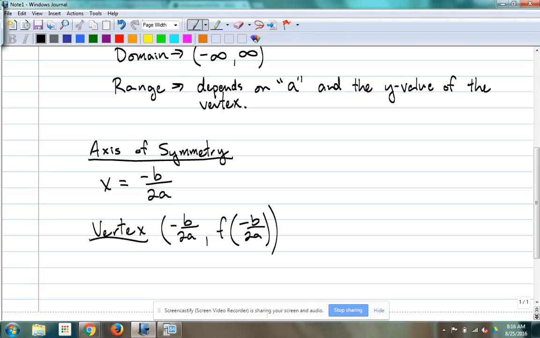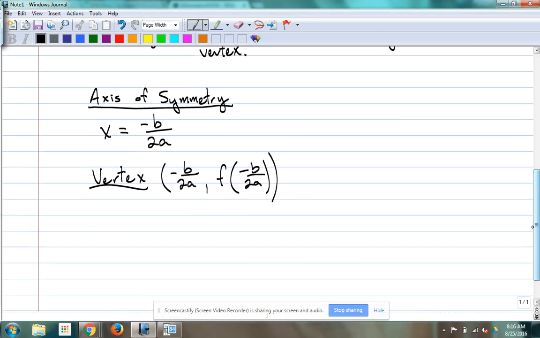And then intercepts are also important. So what kind of intercepts could we have? X and Y. So y-intercepts: if it's in standard form, it's just whatever c is. Technically, it's plugging in 0 for x, but it turns out to be c every time if it's in standard form. And then your x-intercepts are a little bit more difficult.